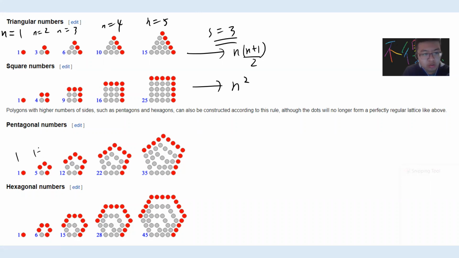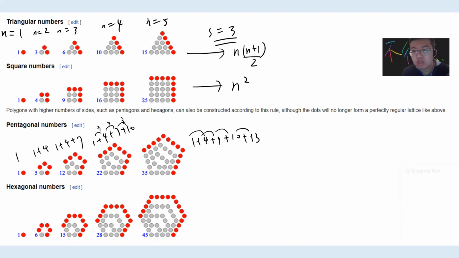So this is 1, 1 plus 4, 1 plus 4 plus 7, 1 plus 4 plus 7 plus 10. You can see that this is an arithmetic progression. This is 1 plus 4 plus 7 plus 10 plus 13. Okay, so it's easy to compute these results, right? Compute this nth pentagonal number. You just need to do a simple calculation.